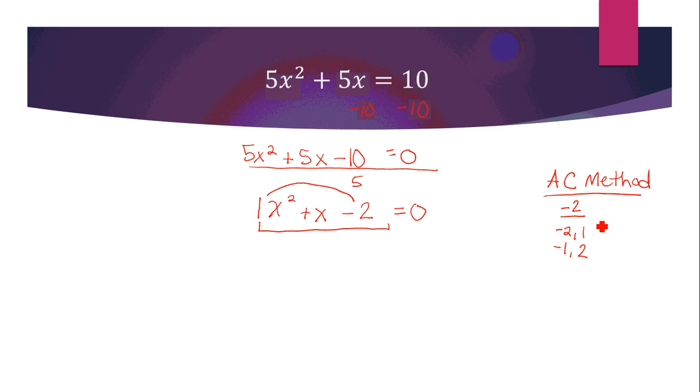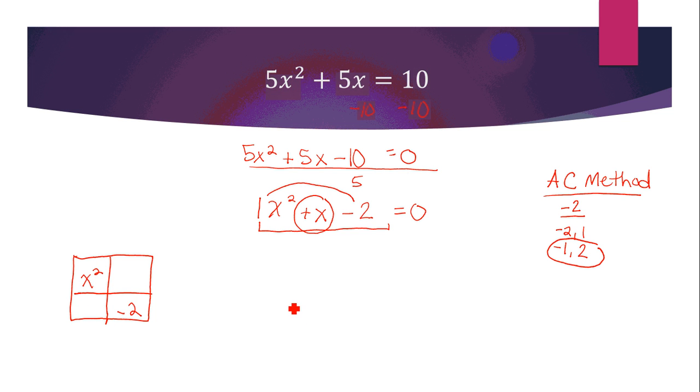But I want to select just one pair of numbers here, but I need them to add to make positive 1x in the middle. These two right here add to make positive 1x in the middle. So then we went ahead and we placed them in the 4-box grouping method. So we said x squared and negative 2, the a and the c would stay the same, but now these two values become the x terms.